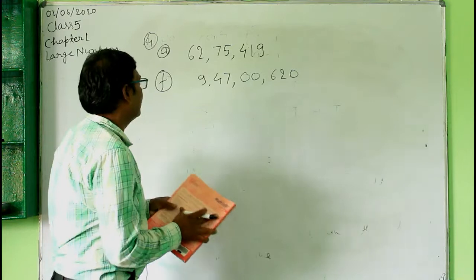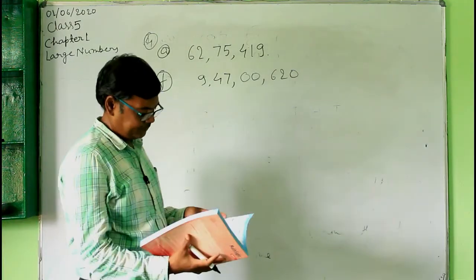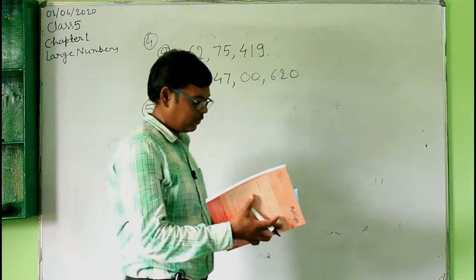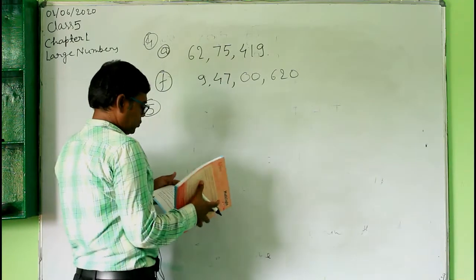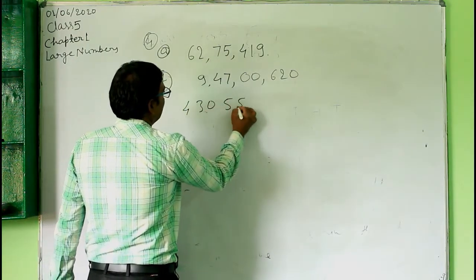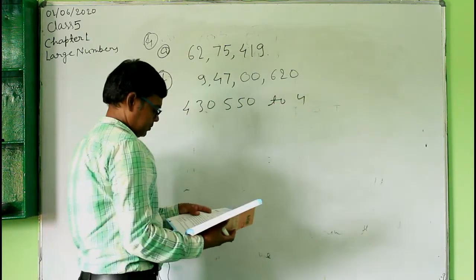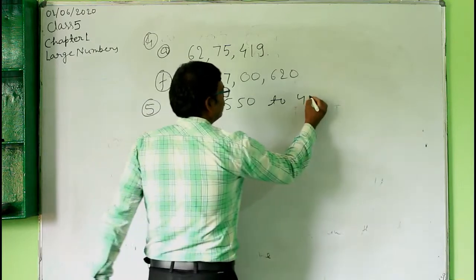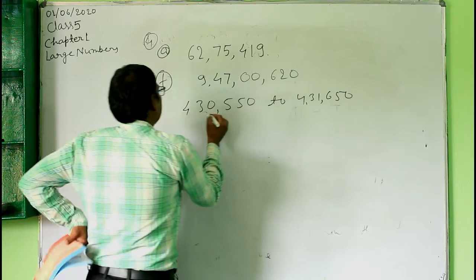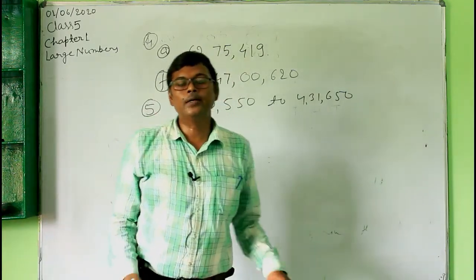And question number 5. Now in question number 5, we have to do counting by hundreds. Write 10 numbers from this. Okay, counting by hundreds. The first number is 430,550, and we have to count by 100. So you know what is the meaning of count by 100?